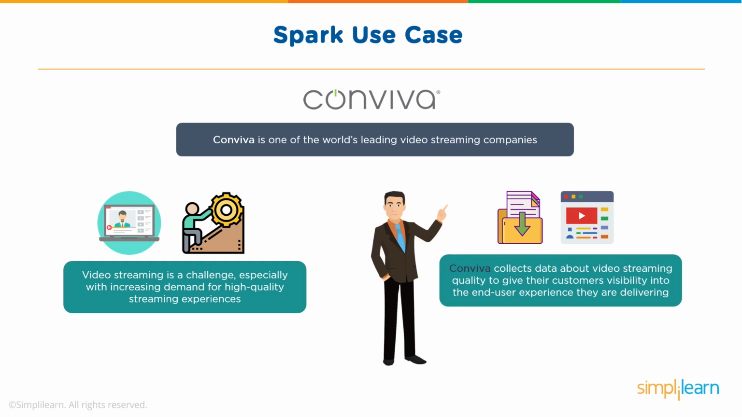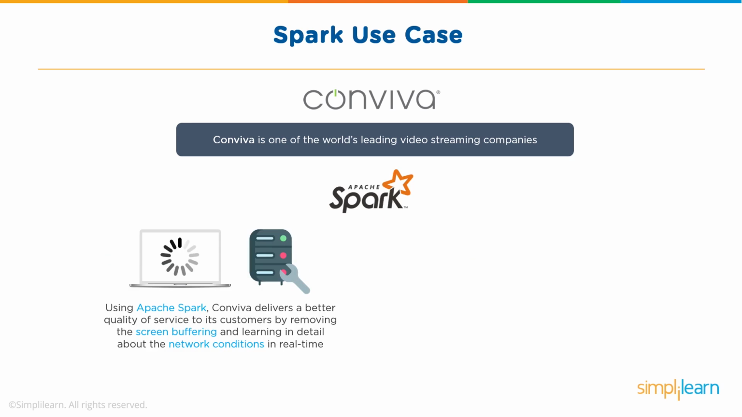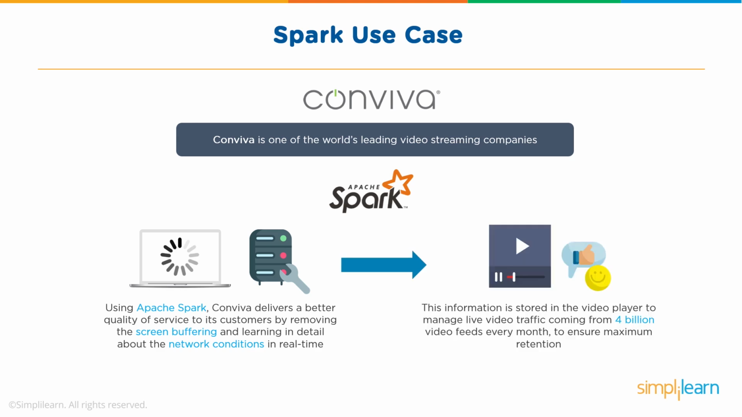Conviva collects data about video streaming quality to give their customers visibility into the end user experience they are delivering. Now, how do they do it? Apache Spark again. Using Apache Spark, Conviva delivers a better quality of service to its customers by removing the screen buffering and learning in detail about network conditions in real time. This information is then stored in the video player to manage live video traffic coming in from 4 billion video feeds every month to ensure maximum retention.